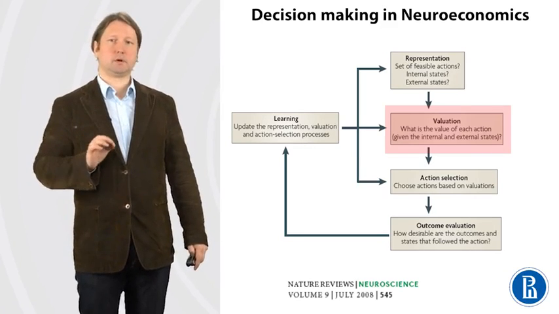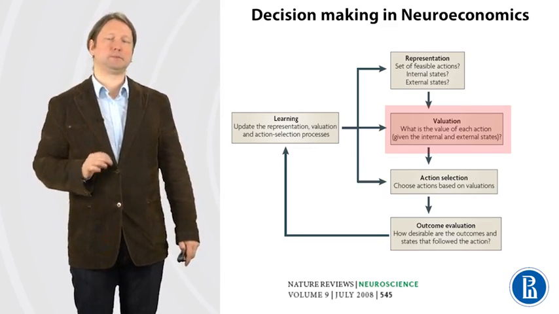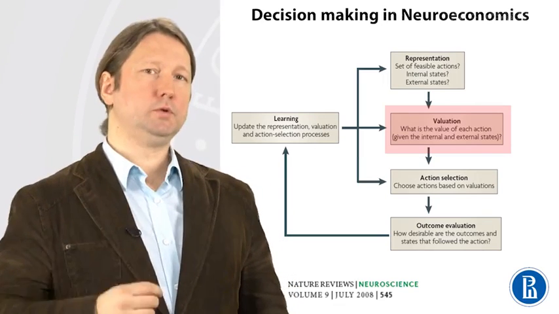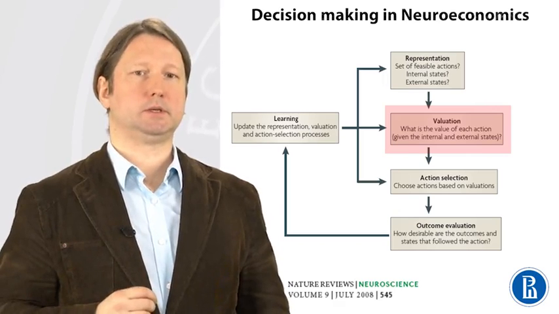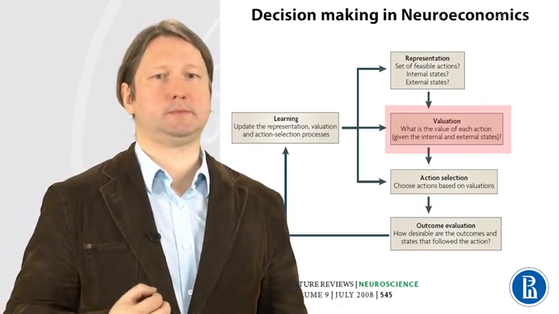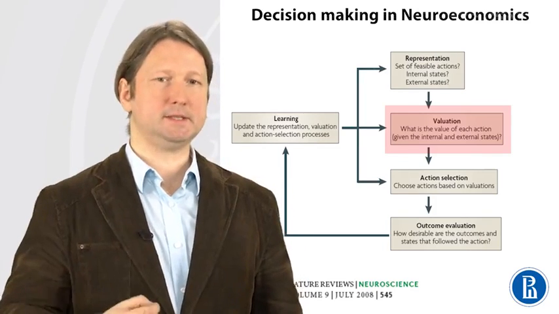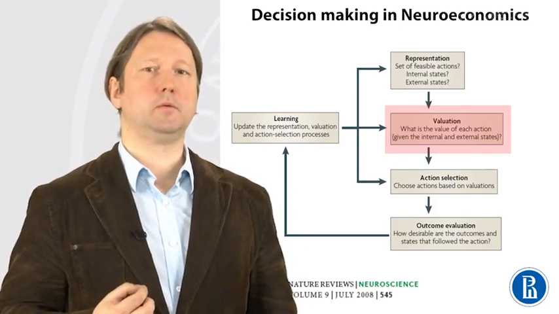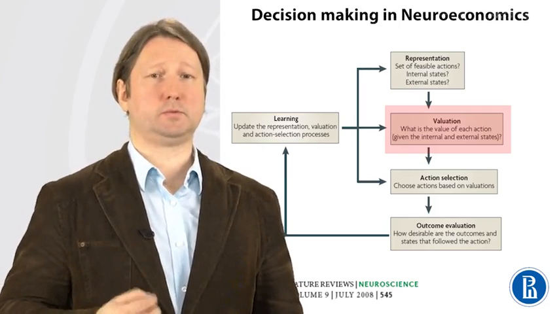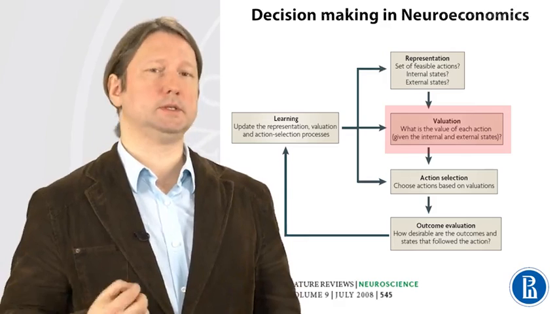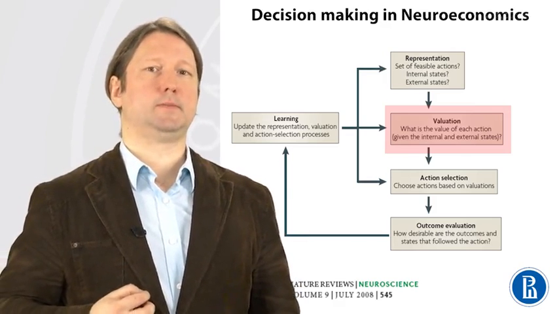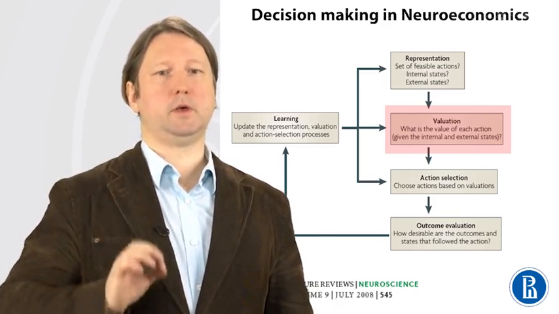So the valuation stage is perhaps the most critical stage of the decision-making process. Because if we use the principle of utility maximization, we always select the option with the highest expected utility. So if we understand the valuation process, we would understand the key stage of the decision-making process. We actually would be able to predict decisions. That's why most of the neuroeconomic studies are focusing on the valuation stage.